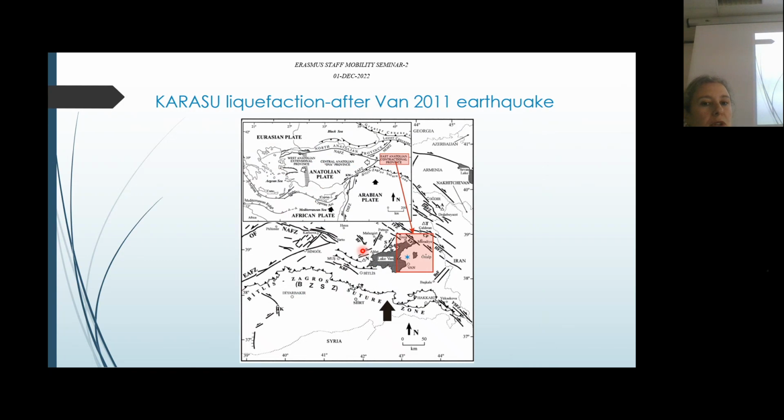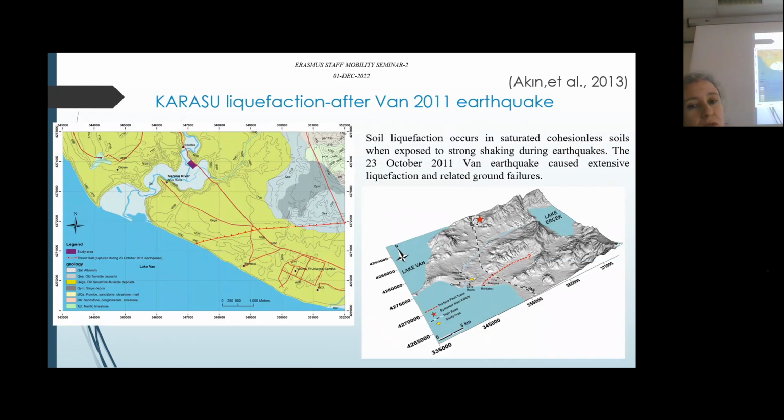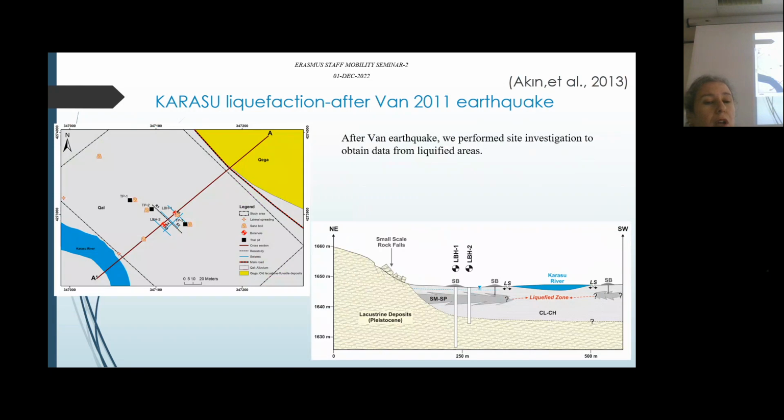So when we return to the earthquake event, here you can see the map regarding the behavior that occurred. It is also related to the North Anatolian fault zone. For the Karasu area, for the liquefaction part, here you can see the campus area that I showed you, and there is a river that passes like that. It's called the Karasu River. All along it, depending on the activity of the fault zone, we observed some lateral spreading and sand boiling effects.